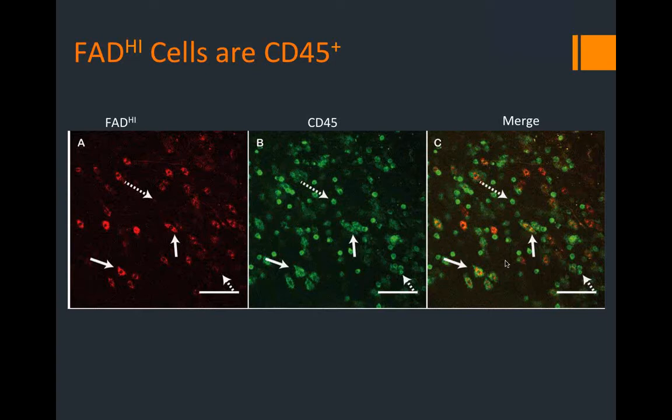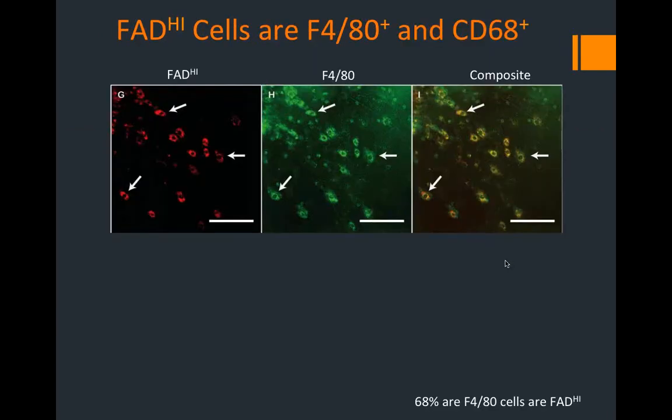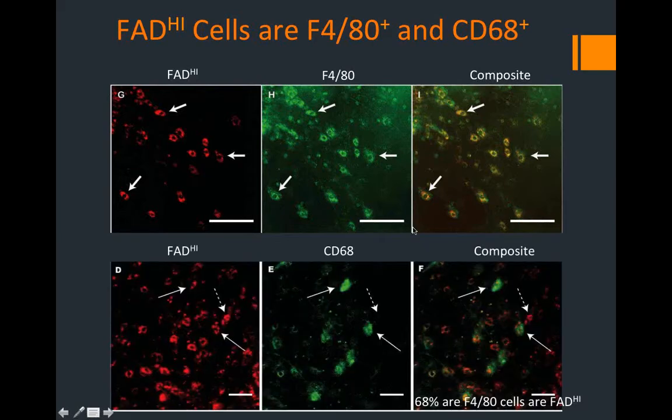So our hypothesis was that these are actually macrophages. So we took macrophage specific markers, F480 and CD68, and what we found was that we saw a significant increase in the co-localization of FAD high cells along with the CD68 and the macrophage specific markers.